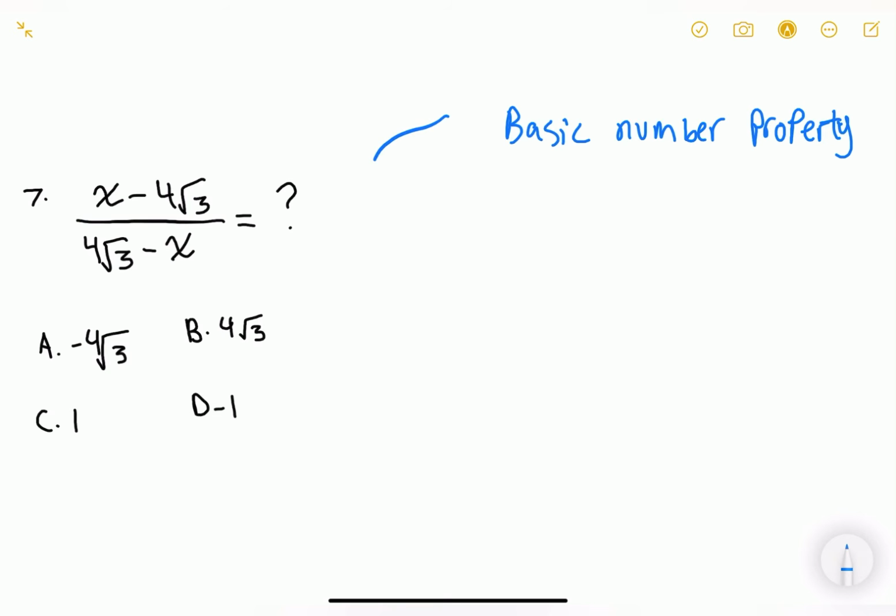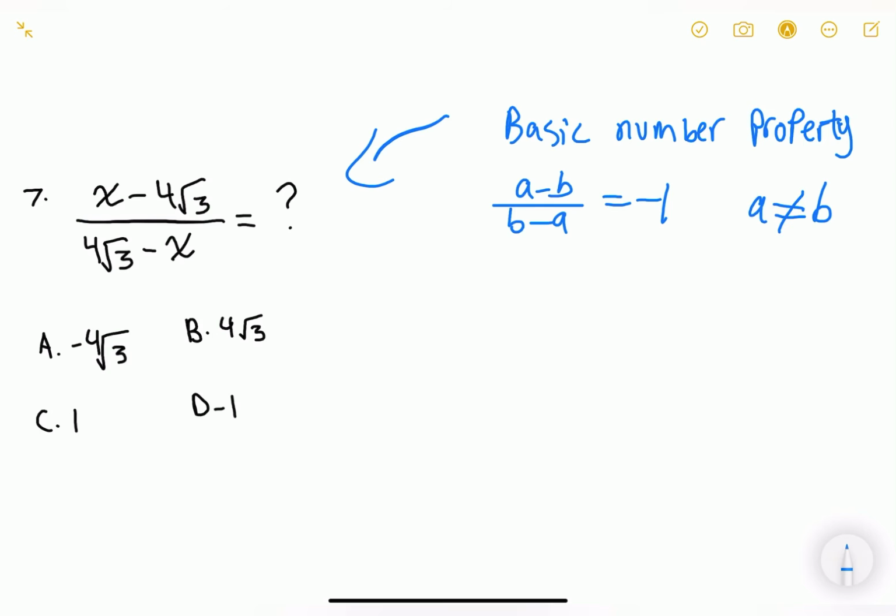There are a number of basic number properties you should know for the GAT exam. But in order to solve this one, I have to teach you one of them. And the rule is pretty simple. The rule is (A minus B) over (B minus A) always equals -1, because A is never equal to B. So this is pretty simple.